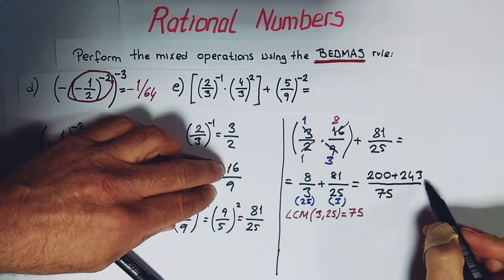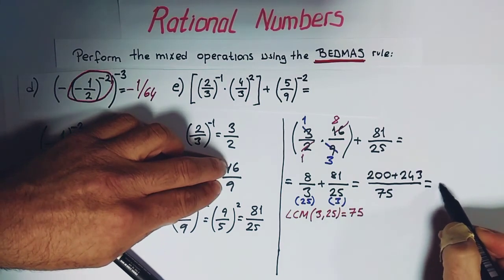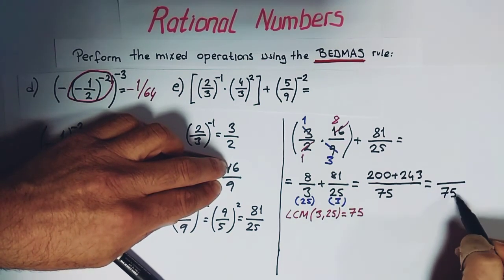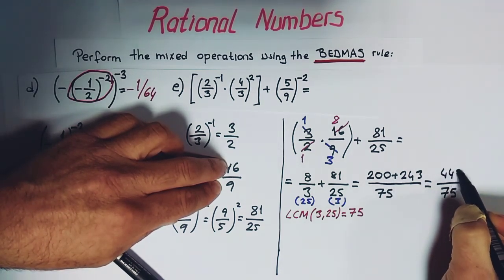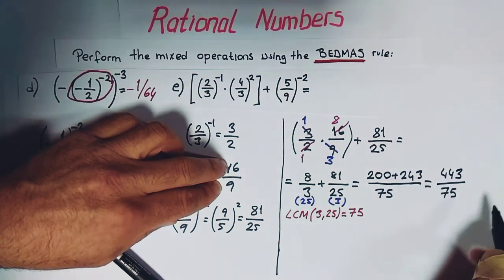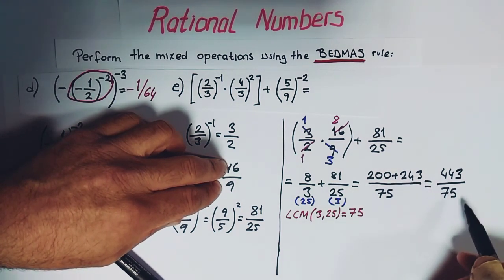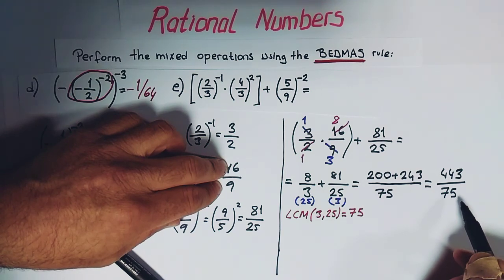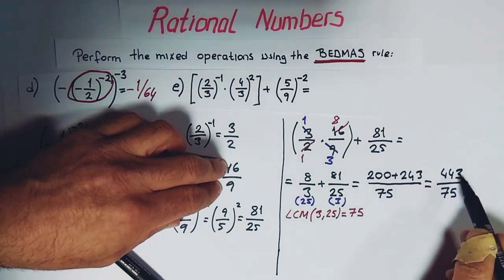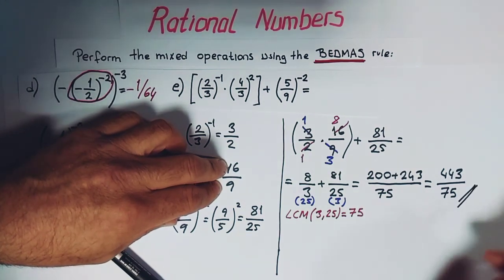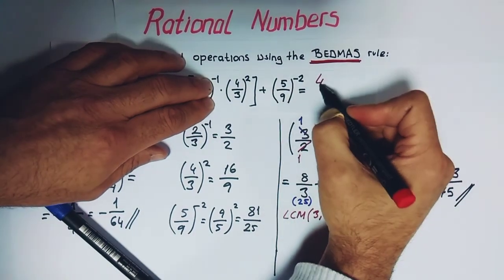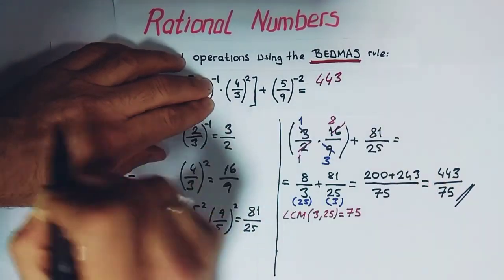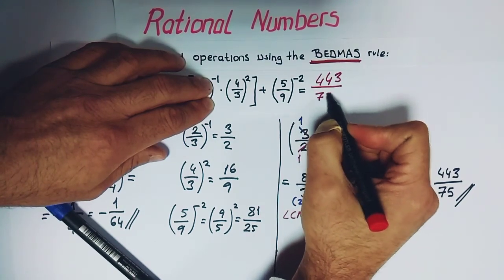Okay, and the final answer is, maybe not the final yet, maybe we will simplify. It's 443. Yes, 443 over 75. Can we simplify this by any number? By 3, no, both odd numbers. Okay, I think we can leave like this. So the result is 443 over 75.